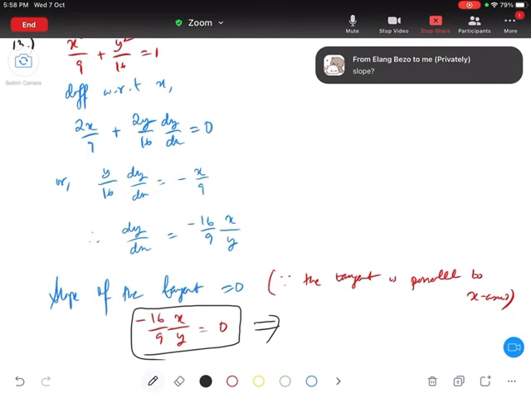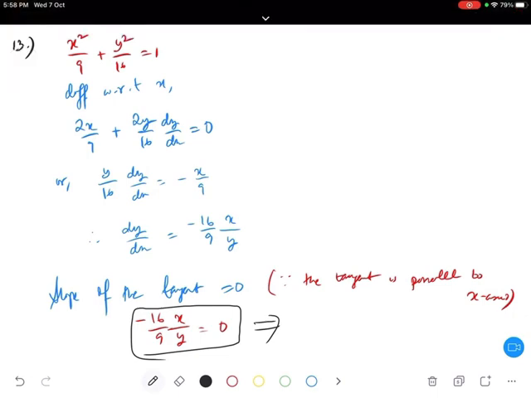Minus 16 by 9 x by y is equal to 0. So from here, which value can we get? We can get the value of x, or the value of y. What is the value of x? x is equal to 0. And what is the value of y? Why can we not determine it from here? So we have to find it by putting the value of x in the above equation. Okay, so let's do it.